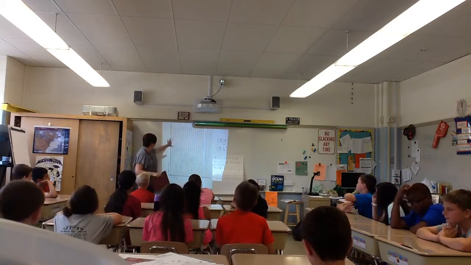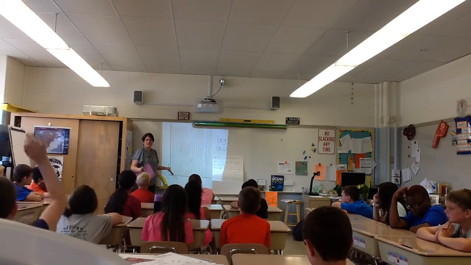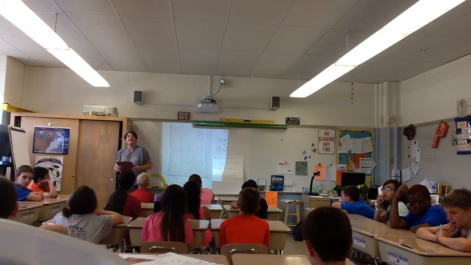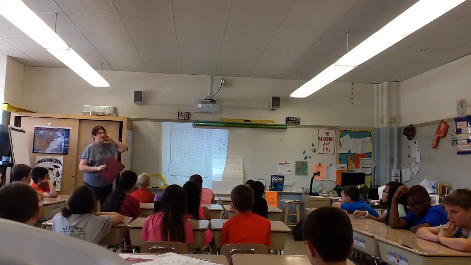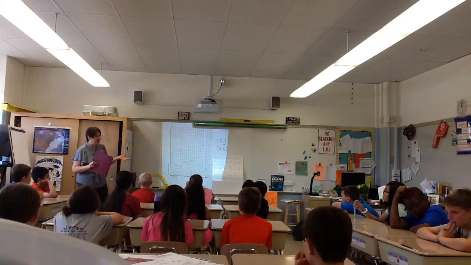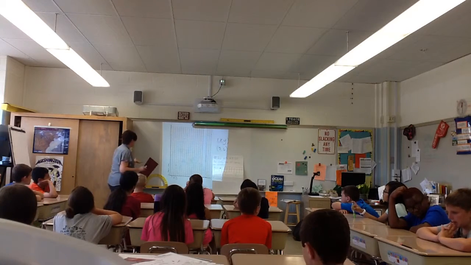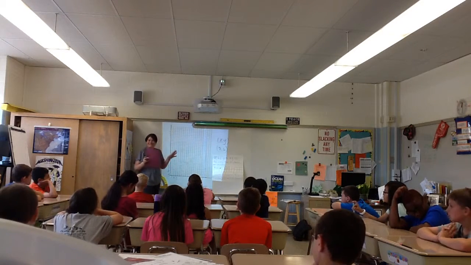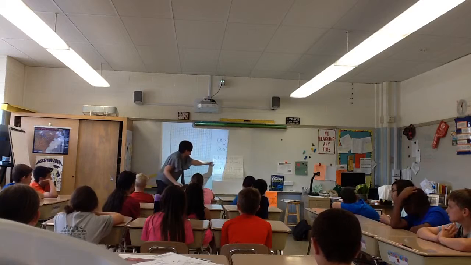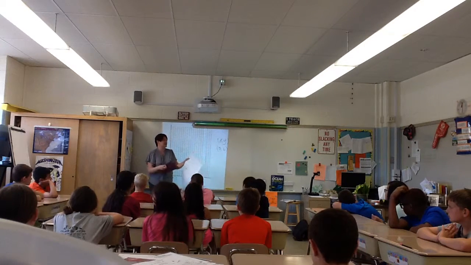So what's the point of putting information on a grid? Does anyone know? Maybe to organize it better. To organize it better. You've probably done a lot of graphing, pie graphs, pictographs, and that's why we put information on a graph, because then we can see data better. So I'm going to walk this around so you can see it.